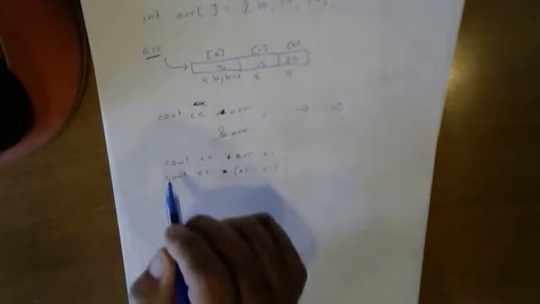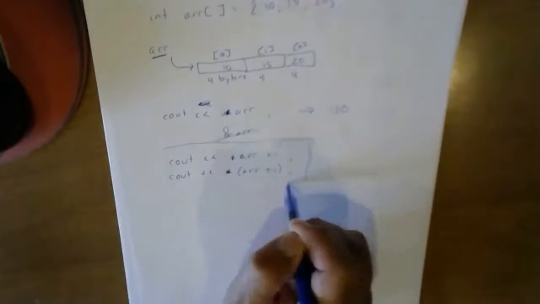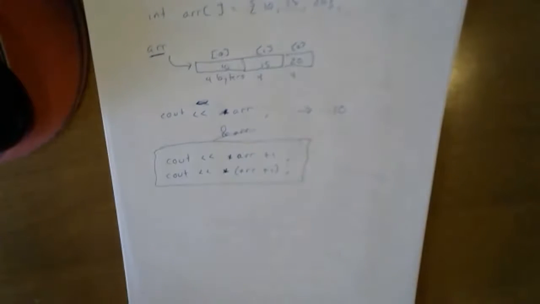Good. Just something to check out, so you don't mix them up. Would that be the same if you did plus 2? It would go to 20. Exactly. What if you did plus 3? It would show whatever's currently stored at the address after the array. Exactly. It would probably give us some kind of junk.